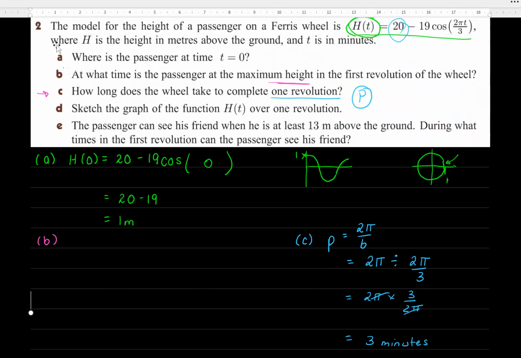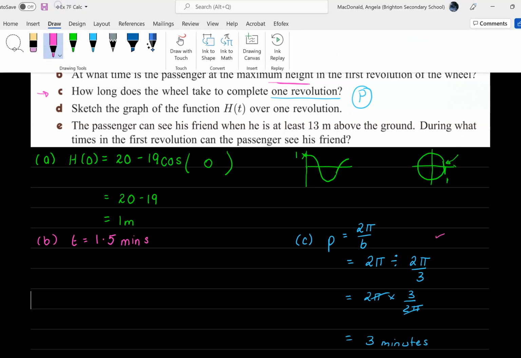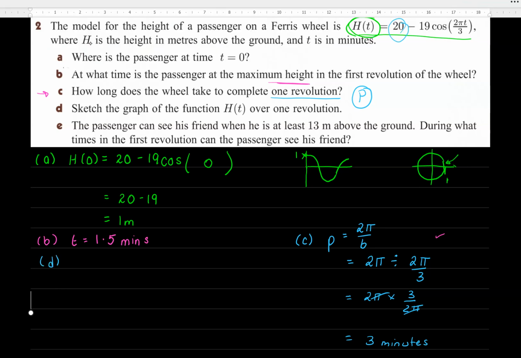So let's go back here. At what time is the passenger at maximum height? So that's going to be when time is 1.5. We've done that using technology. So 1.5 minutes in the first revolution of the wheel. Okay, how long does the wheel take to complete one revolution? Well, we've done that over here. Sketch the graph for one revolution. Yep, so you can do that nicely. So look at your calculator to help you. But again, let's see if we can do that. So we'll do that as D over here.